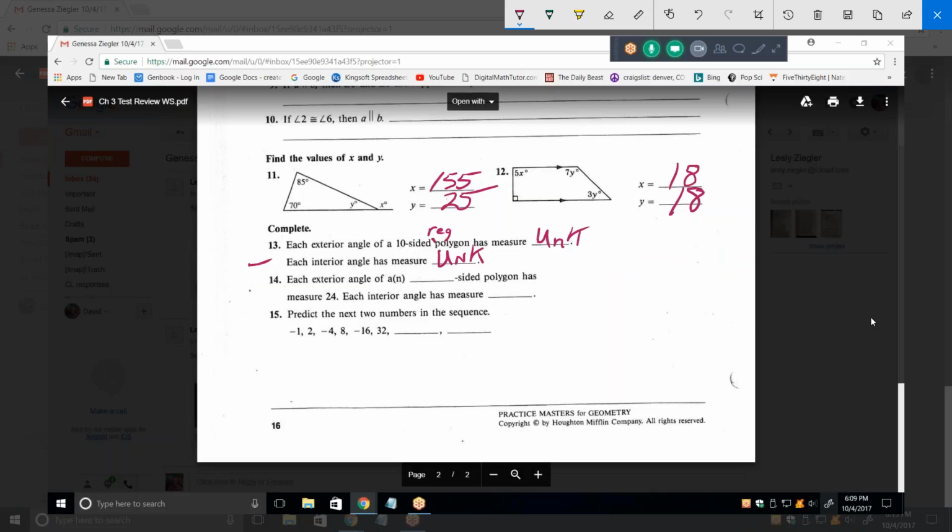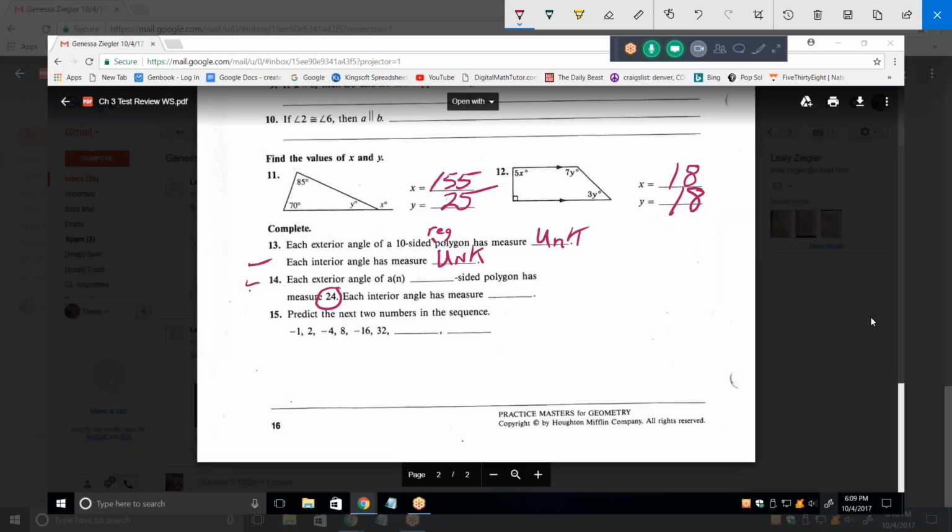Okay. Each exterior angle of an x-sided polygon has a measure of 24. Now, the fact on 14 that each exterior angle has a measurement of 24 tells you it's a regular polygon, right? In other words, if every exterior angle is the same, then every interior angle is the same, and that's kind of the definition, and all the side lengths are the same. So 14 is basically telling us that it is a regular polygon with that statement.